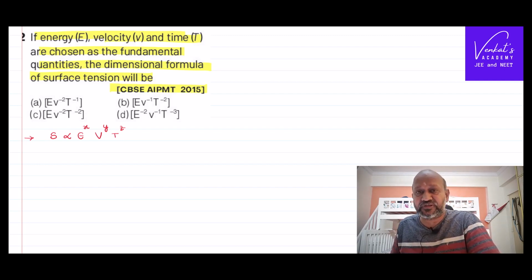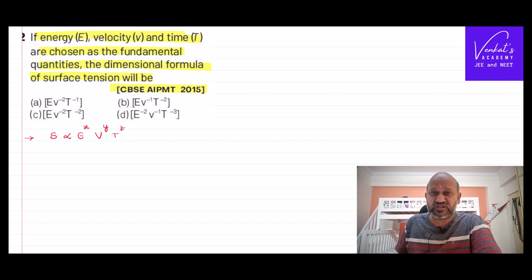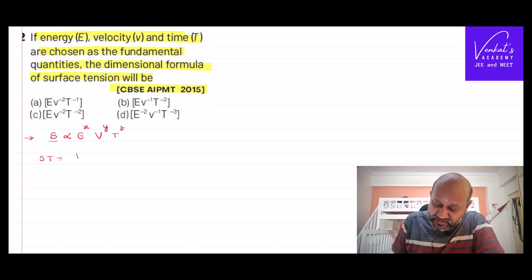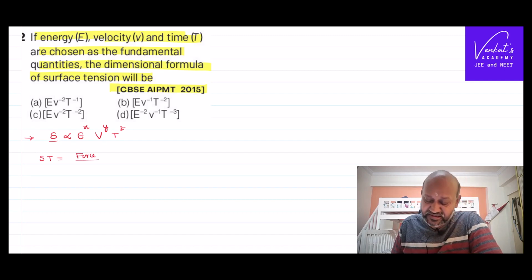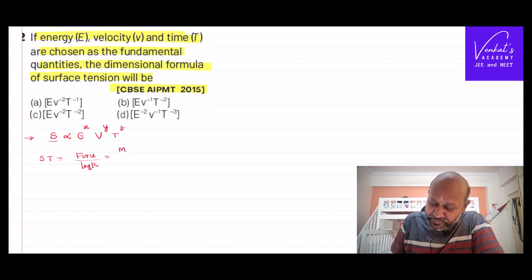So I shall write the dimensional formulas of each term of this equation, right? Surface tension. First of all, we shall remember the definition of surface tension. This is the force acting on the surface of the wire on an imaginary tangential line per unit length. So the dimensional formula of that is force, M L T power minus 2, divided by length L. So the dimensional formula of surface tension is M power 1 L power 0 T power minus 2.